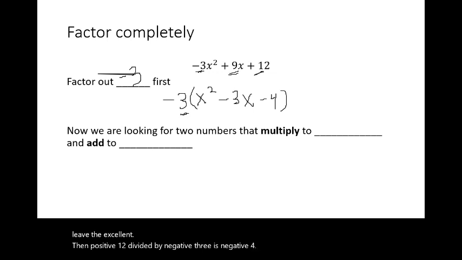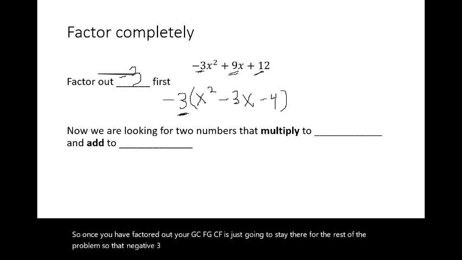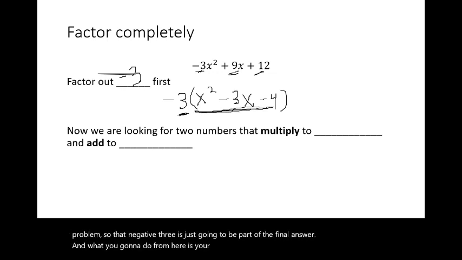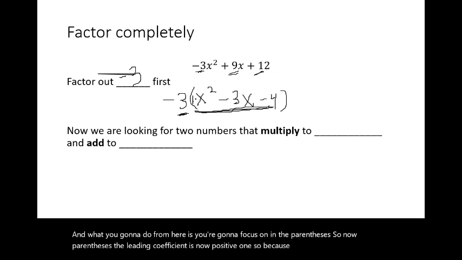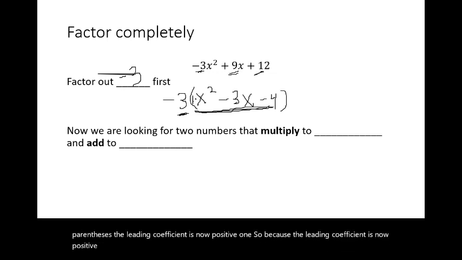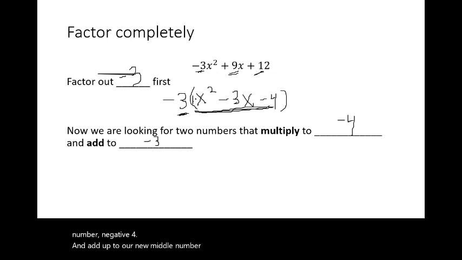So once you have factored out your GCF, that GCF is just going to stay there for the rest of the problem, so that -3 is just going to be part of the final answer. And what you're going to do from here is focus on what's in the parentheses. So now what's in the parentheses, the leading coefficient is now +1. So because the leading coefficient is now +1, now we're going to look for two numbers that multiply to our new last number, -4, and add up to our new middle number, -3.